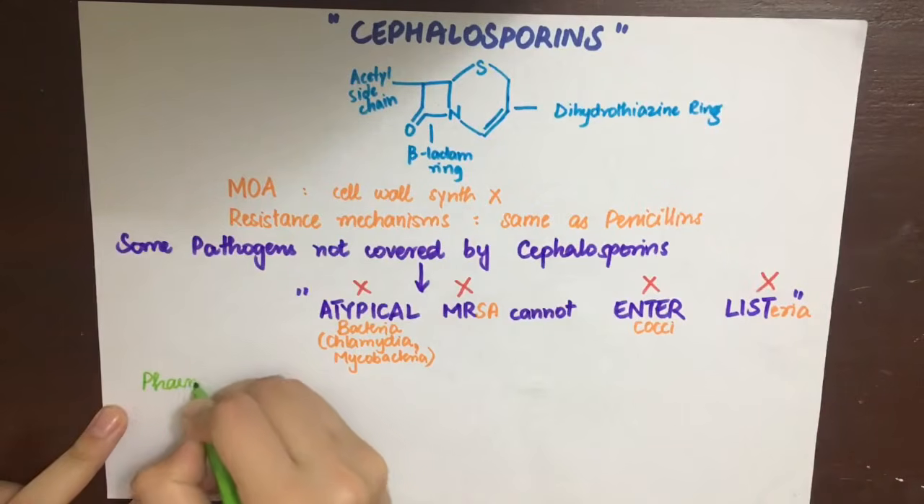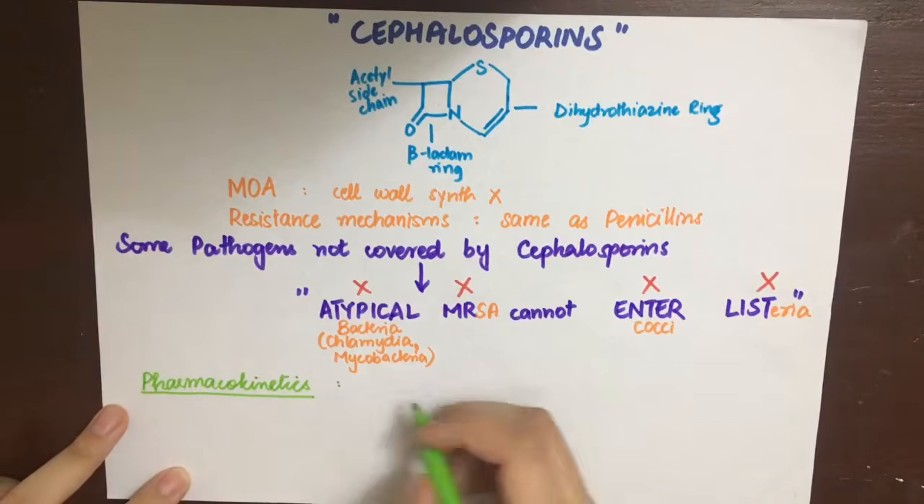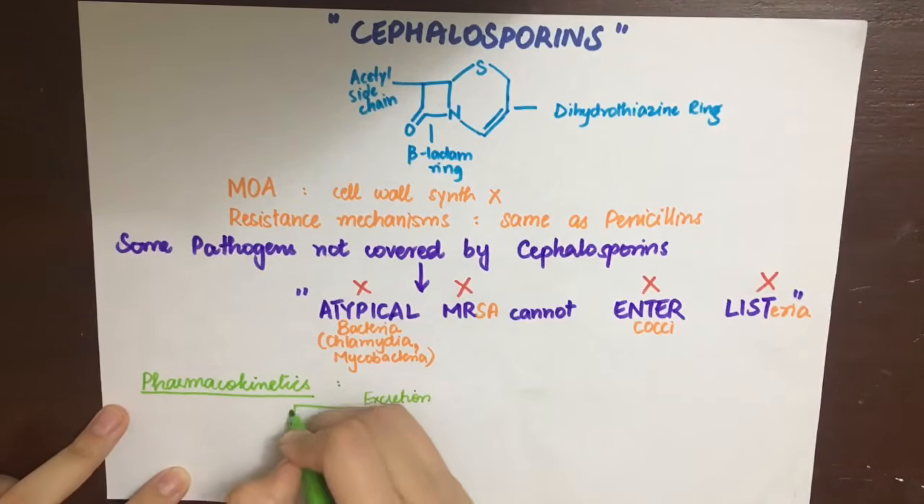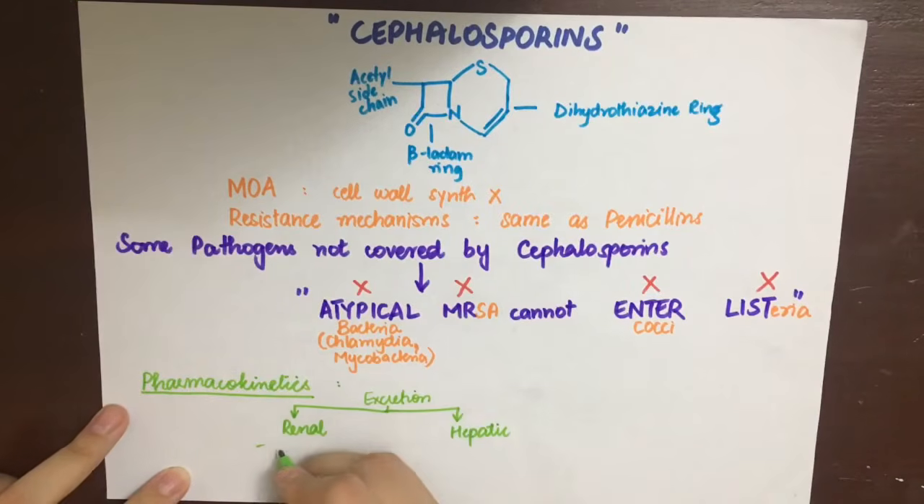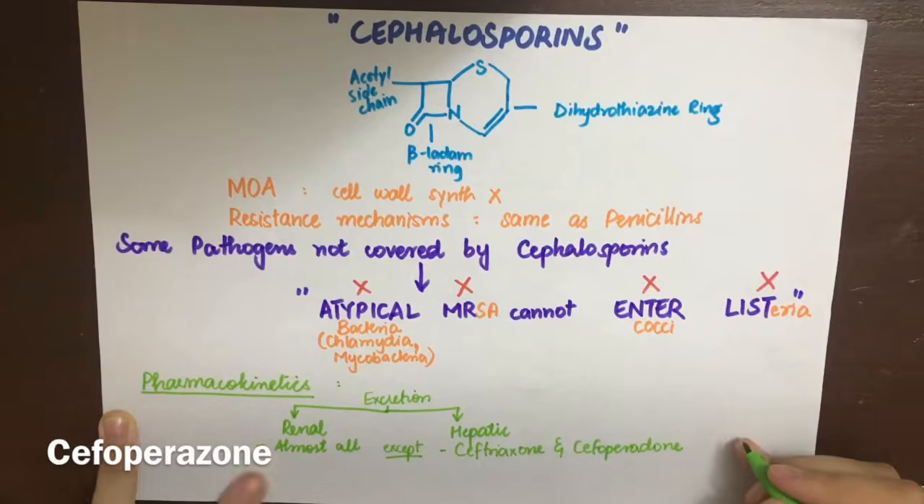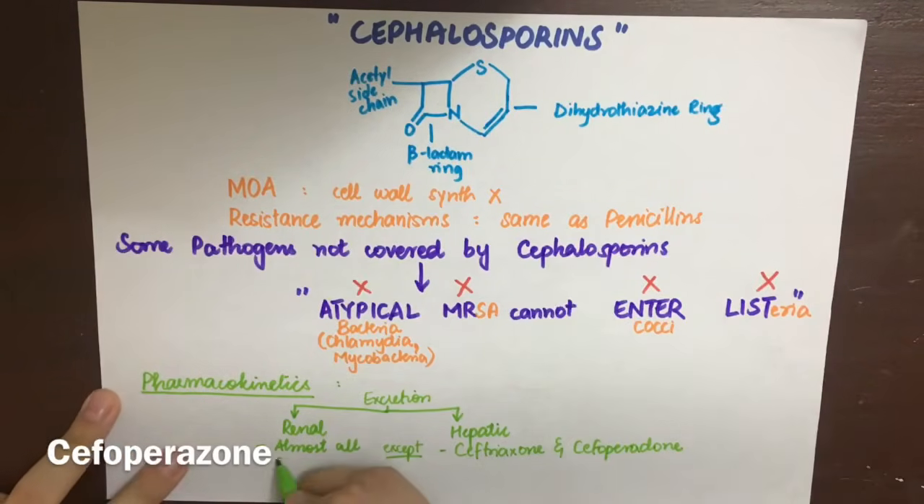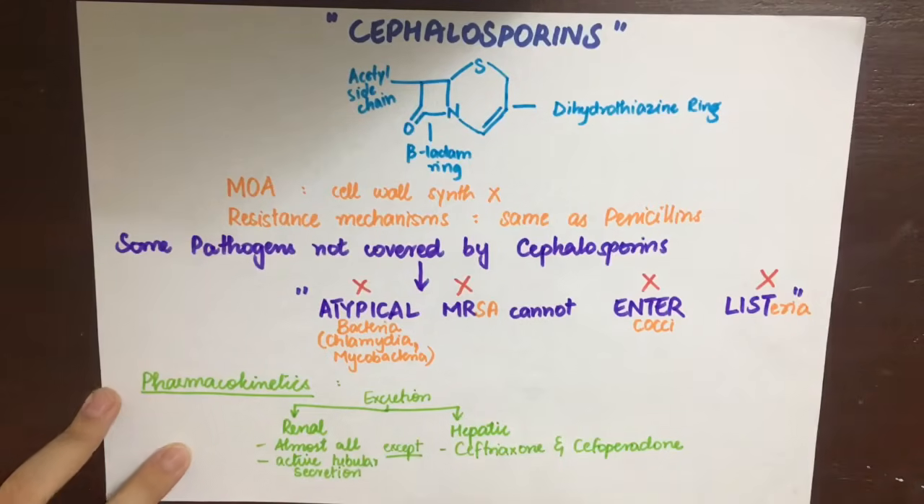Now, one thing to remember about their pharmacokinetics is their excretion. Most of them are water-soluble and thus are actively secreted in the tubules of the kidneys, except ceftriaxone and cefoperazone. Both of them are lipid-soluble and thus are excreted via the liver.